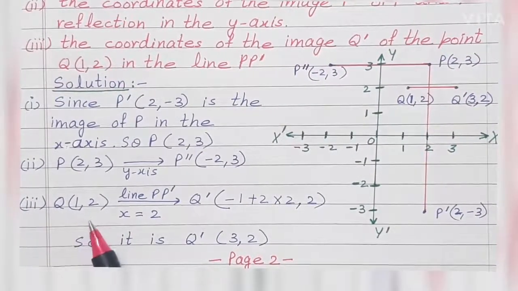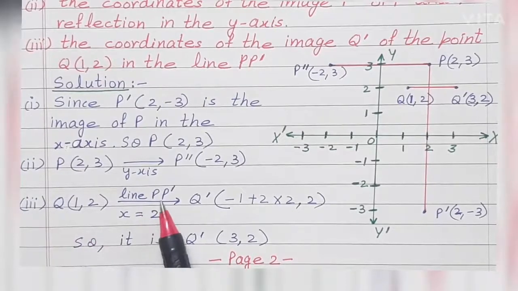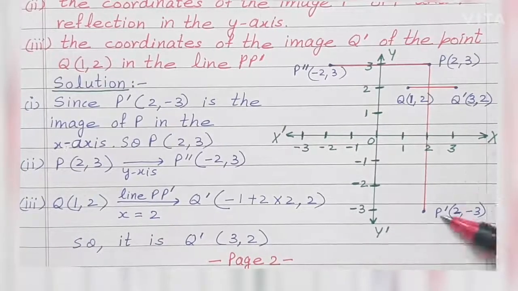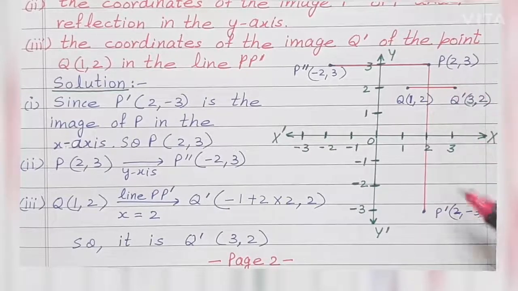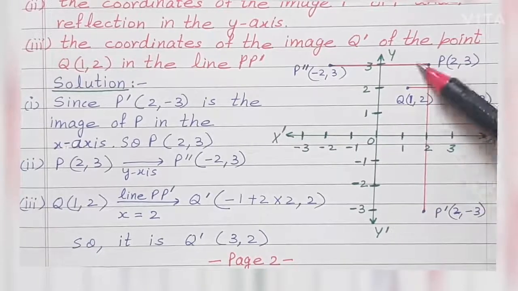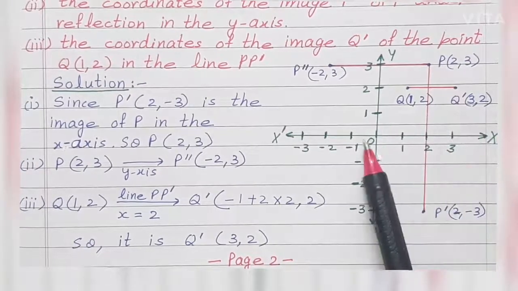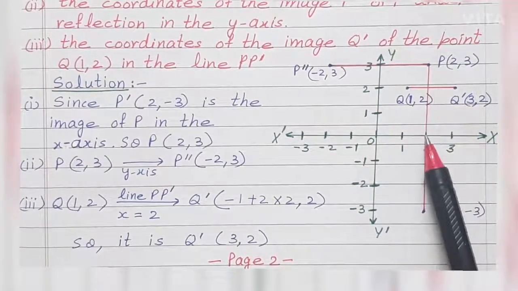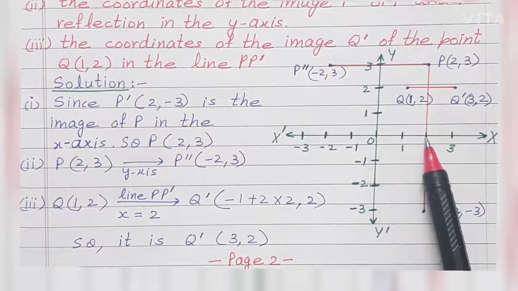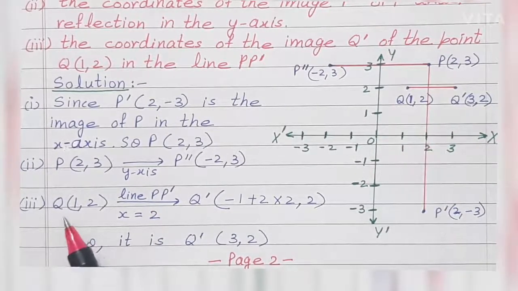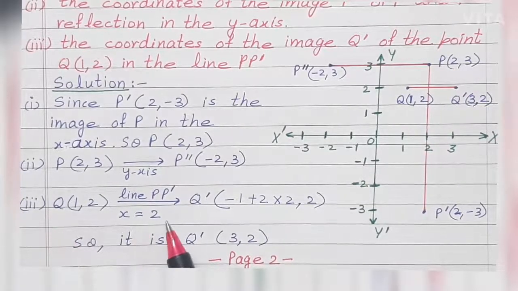Now the most important part is part 3, that is you have to reflect Q 1, 2 under the line PP dash. Now see in the diagram, what is PP dash? P is 2, 3 and P dash is 2, -3. When you join this, you can see the line is passing through 2. So the equation is x is equal to 2.